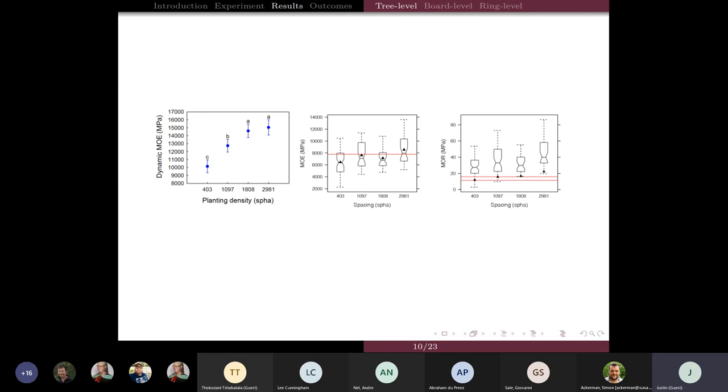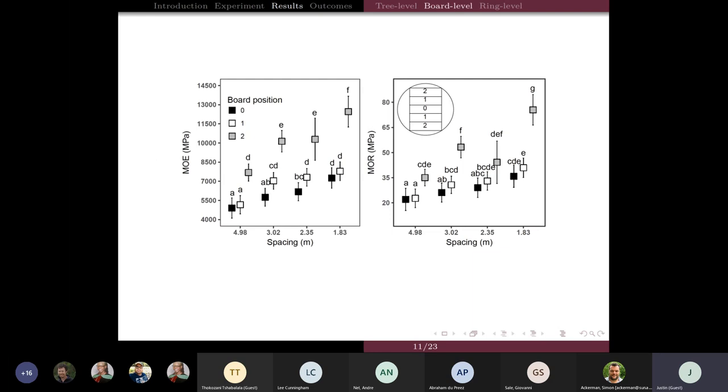The bottom line is the characteristic strength for the lowest structural grade. And then the one above that was for the next level structural grade. And as you can see, there is no problems with bending strength in this case for the sample that we processed. Then taking a look at the board level gives us a little bit more insight.